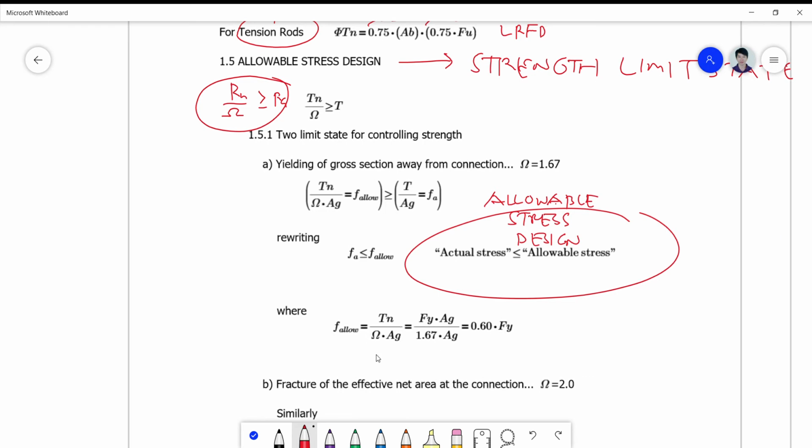So your F allowable now becomes Tn over omega Ag, and if we compute for Tn, this force is equal to Fy Ag divided by 1.67, so all over Ag is 0.60 Fy. Take a look. This 0.60 is not the von Mises factor, because exactly the von Mises is 0.577. The other 0.60 that we're using is for shear, and this is not for shear, it's for tension. So I just like to take note of that.